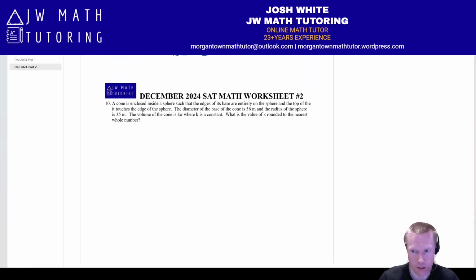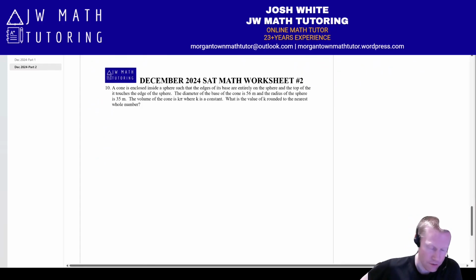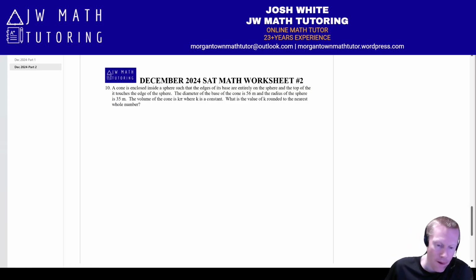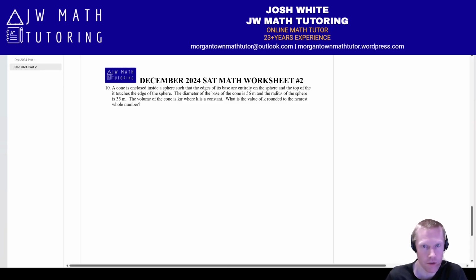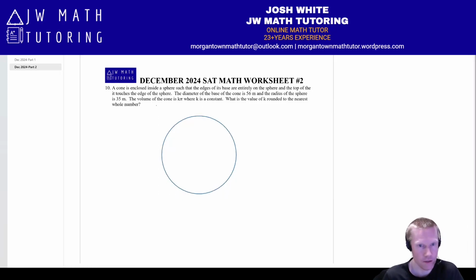All right, the last question on this December 2024 Digital SAT Math problem set number 2. It's a fairly complicated question, but it's actually not that bad once you take a look at it. Essentially, I don't know if they gave you the picture or just described it in words, but what you have is a sphere, and this is not 3D, it's just 2D, so it's a circle. Inside the sphere you have a cone.